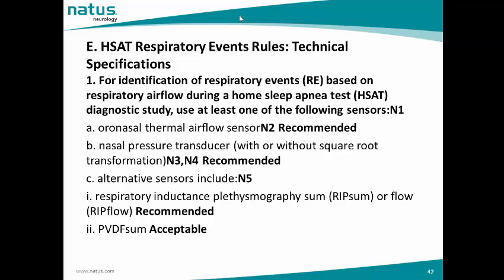Alternative sensors include RIP flow, RIP sum, and PVDF sum. PVDF sum is acceptable.